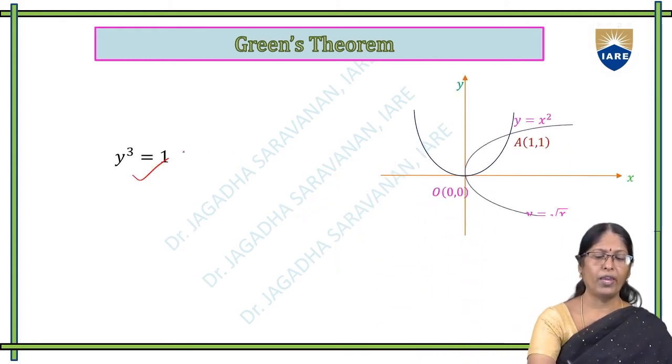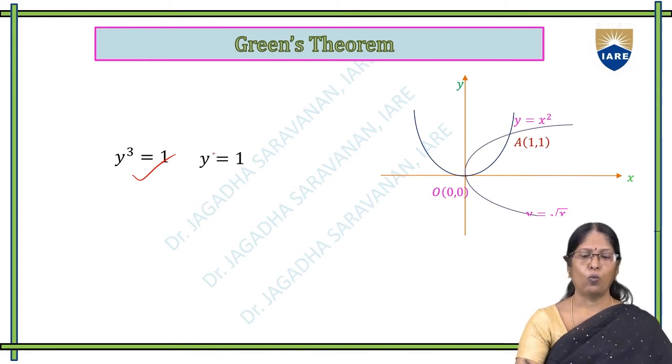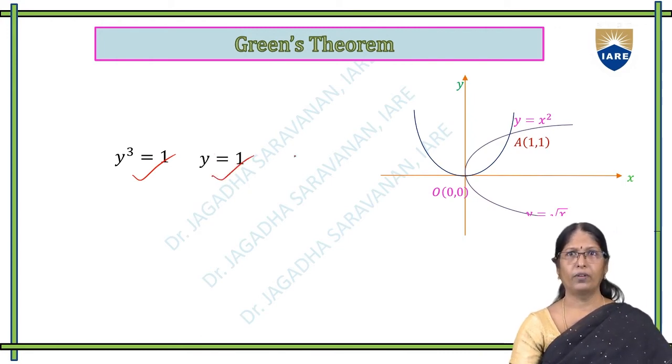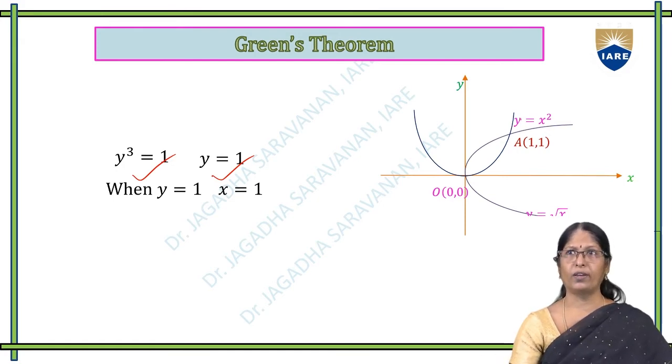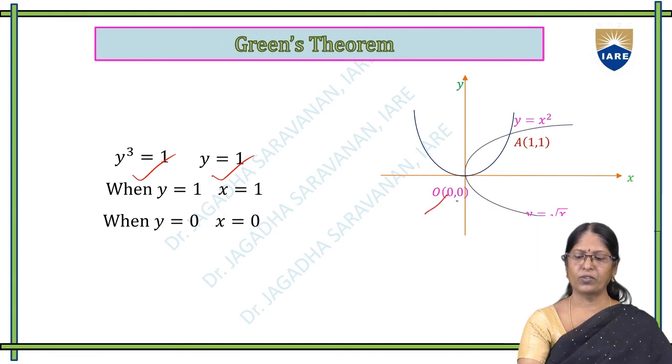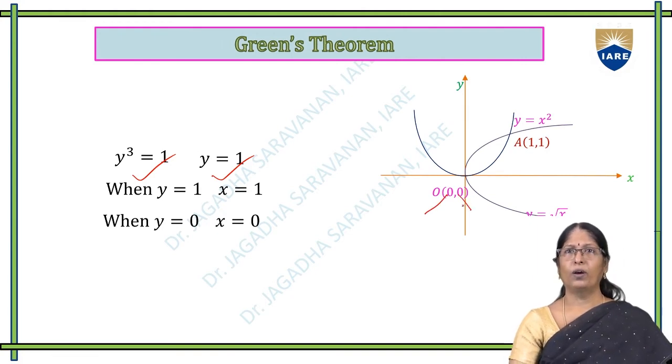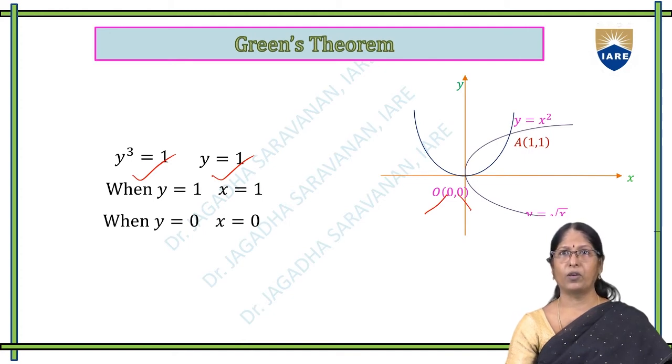So y cube equal to 1, y equal to 1. When y equal to 1, we can substitute it here. If you substitute y equal to 1, we are getting x equal to 1. One more value, y equal to 0: if we substitute, x equal to 0. That is, x is 0, y is 0. So when y equal to 0, x equal to 0; when y equal to 1, x equal to 1.